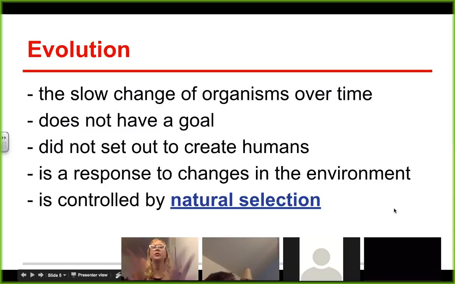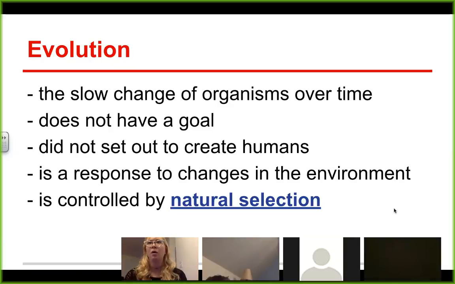So this is a little summary of it, right? It's a slow change of organisms over time. Now, there are different variations of that theory. Some scientists say there's mostly slow change, then pockets of really quick change, and then slow change again. There are different models for how that might look, but the concept here is that it's slow, right? You're not going to be looking outside and see something evolve. That's not going to happen.